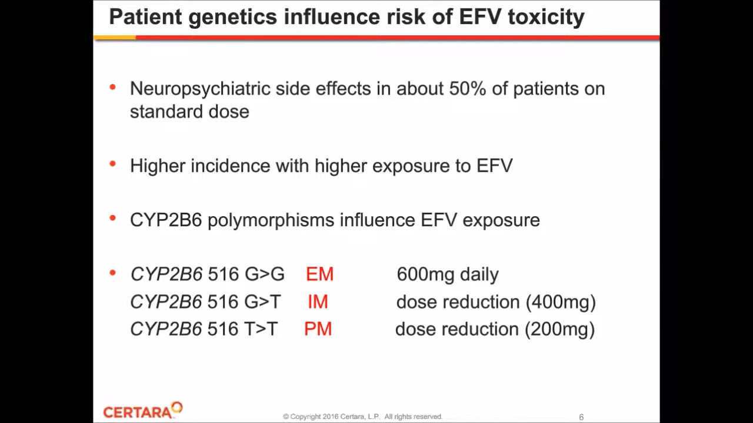So as you see from those observations, a poor metabolizer is very likely to experience side effects from a dose of 600 milligrams, which is normally the standard dose. One really needs to reduce the dose tremendously in order to get effective and safe therapy.